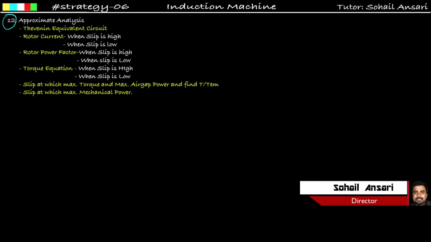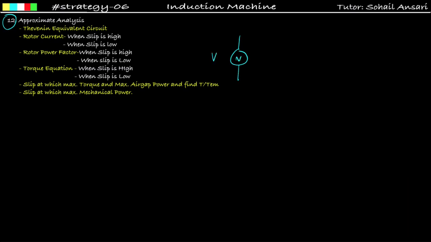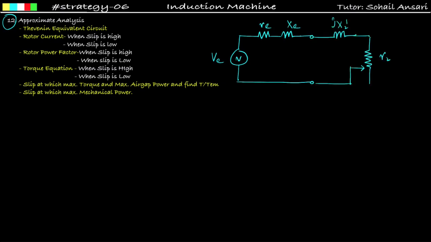Before starting approximate analysis, I would like to draw the Thevenin equivalent circuit that we have already derived, that is VE, this is RE, and this is XE, this is jX2 dash, and this is R2 dash upon S. Now what does approximate analysis say? Approximate analysis says that you have to neglect the stator copper loss and core loss. While doing approximate analysis, I have to neglect the stator copper loss and core loss.